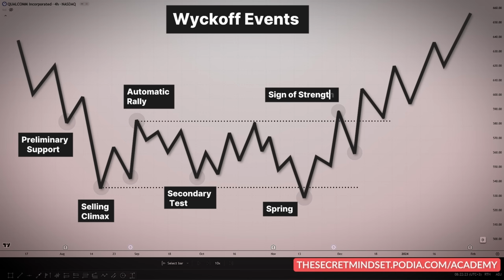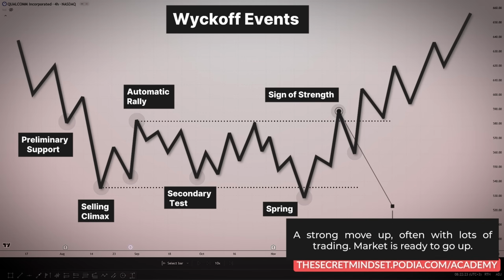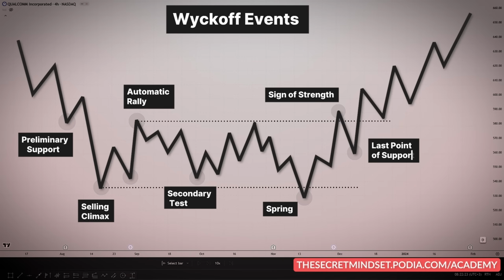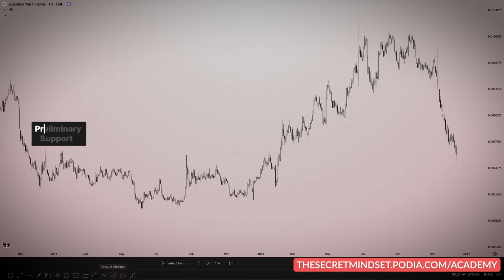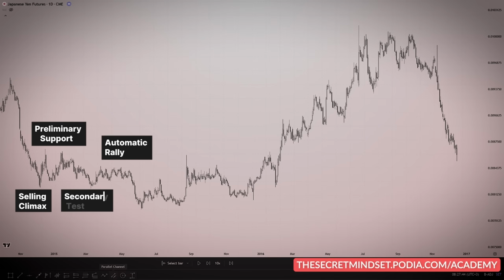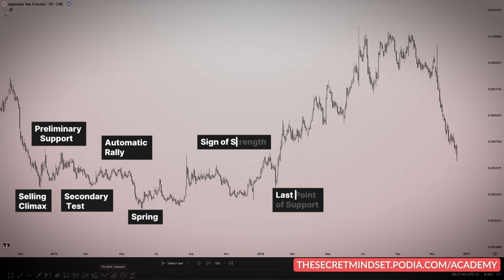After the spring, we see a sign of strength. This is a strong move up, often with lots of trading. It's like the market saying, "We're ready to go up now." And then we have the last point of support. This is one more dip before the real uptrend starts. It's like the market taking one last breath before climbing. These events don't always happen in this exact order. Markets are tricky and always changing, but knowing these events helps you see the big picture.